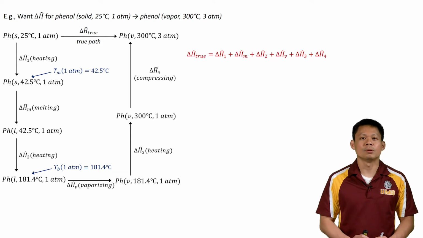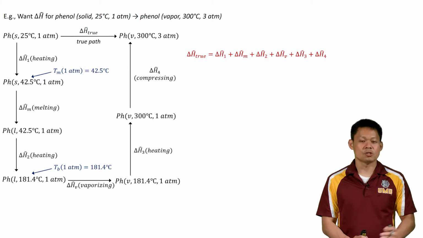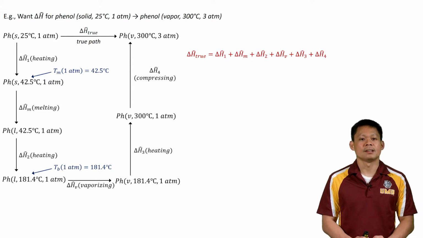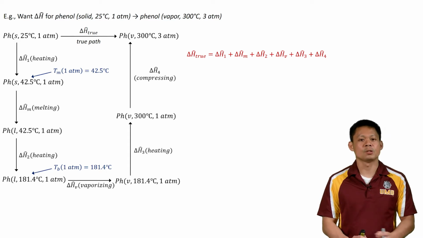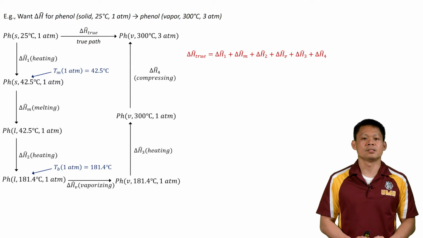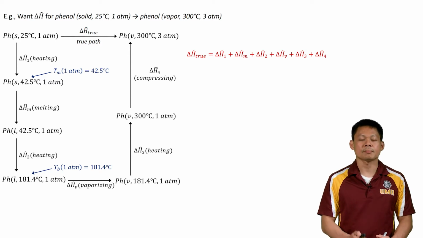We can calculate our overall change in enthalpy, this delta H true, by just the summation of all of these paths. Because, like I said, specific enthalpy is really a state property. It doesn't matter how we get there. By doing so, we are able to actually estimate this true enthalpy change.